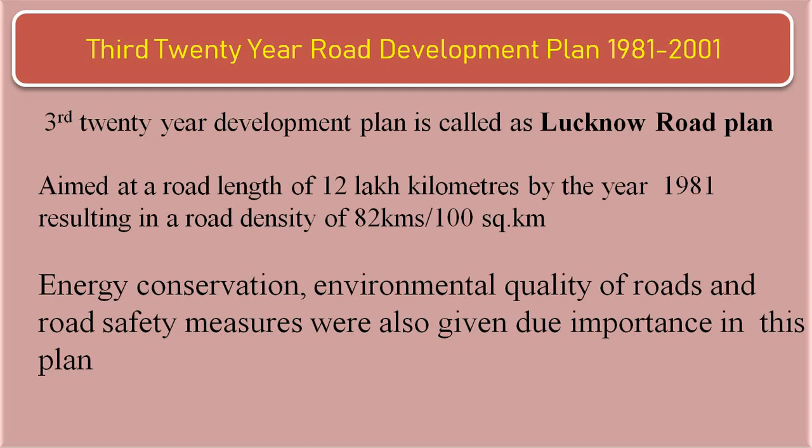The 20-year road plan aimed at increasing the road length from 15 lakh 2,700 km in the year 1981 to 27 lakh 2,000 km by the year 2001. This will result in an increase in road density from 46 km per 100 square kilometer in 1981 to 82 km per 100 square kilometer by the year 2001.